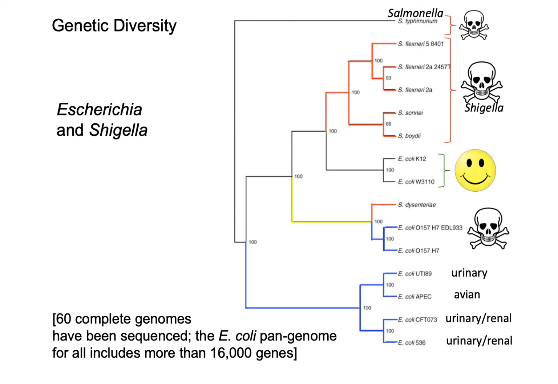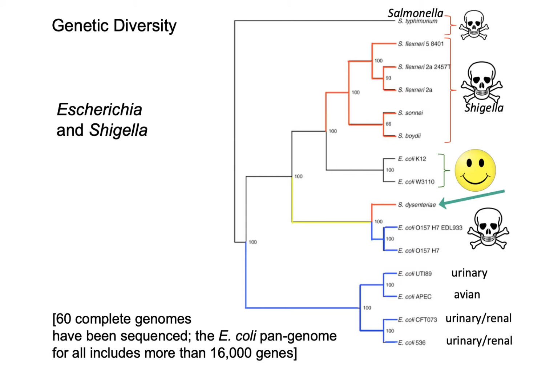So remember, I have shown this one before where K12 is in the middle there, along with W3110, another strain. It's very different from the O157 strains, which are deadly, can be deadly, and those are closer to Shigella dysentery.